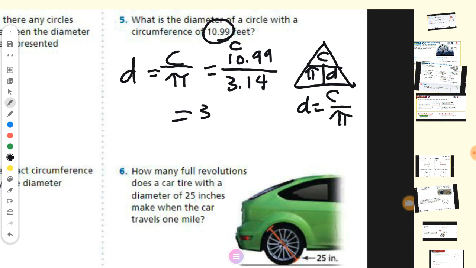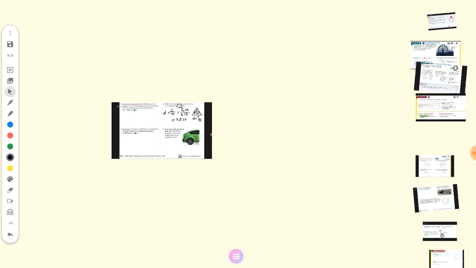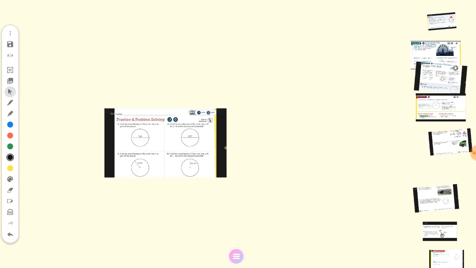3.5 feet. That's it. Okay. Another. We can find it in another form of question.